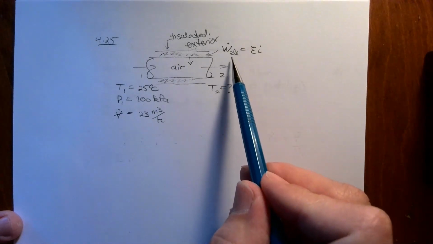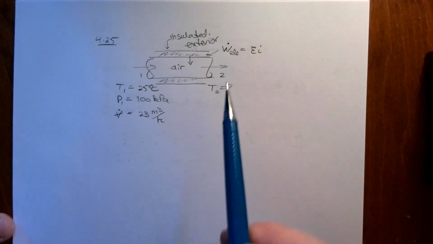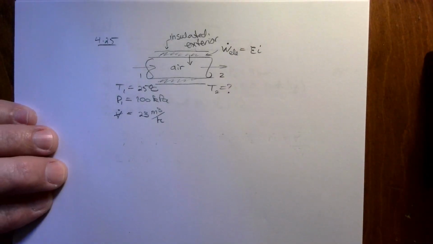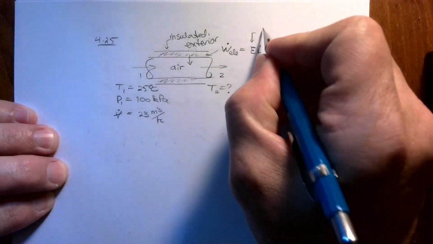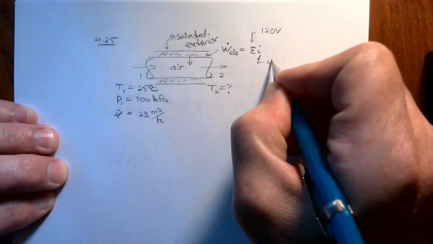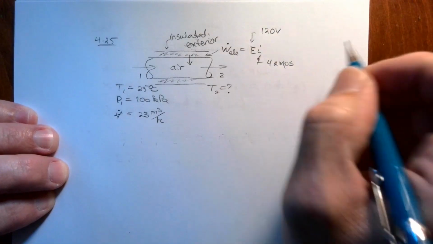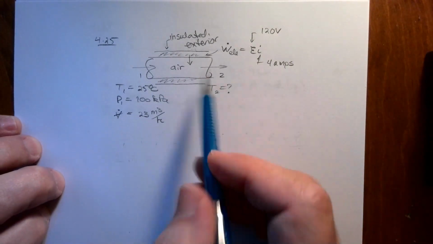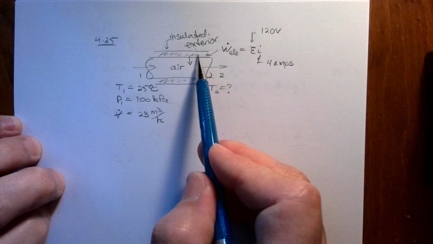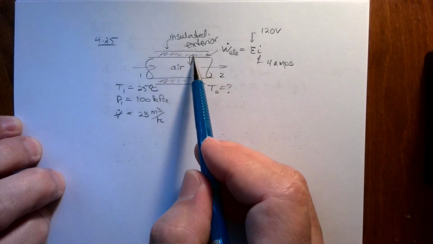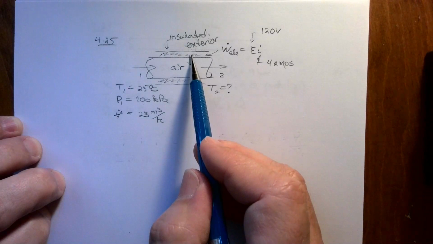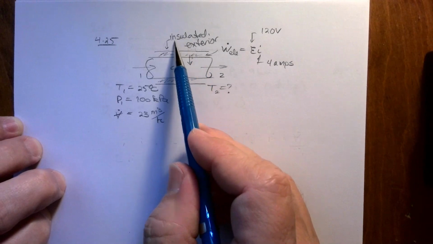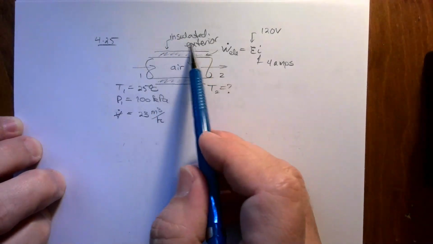We do have the power coming in. The power is 120 volts times the current of 4 amps. So 120 times 4 watts of power are coming in. Ultimately that energy is converted to heat, and we're assuming that all of that heat transfer passes through the wall, through the interior surface to the air. The outside is well insulated, and so we'll assume it's adiabatic on the outside.